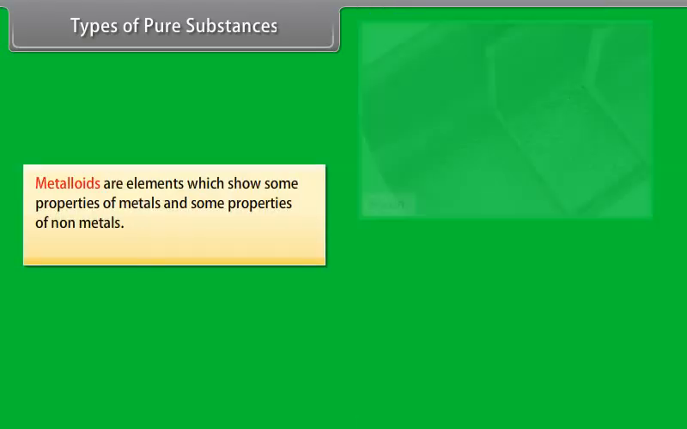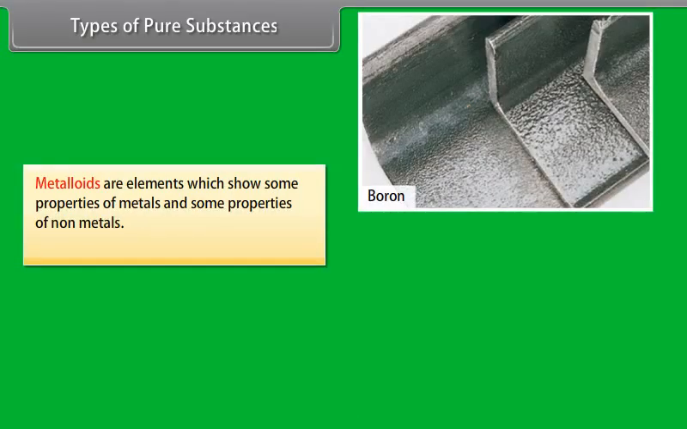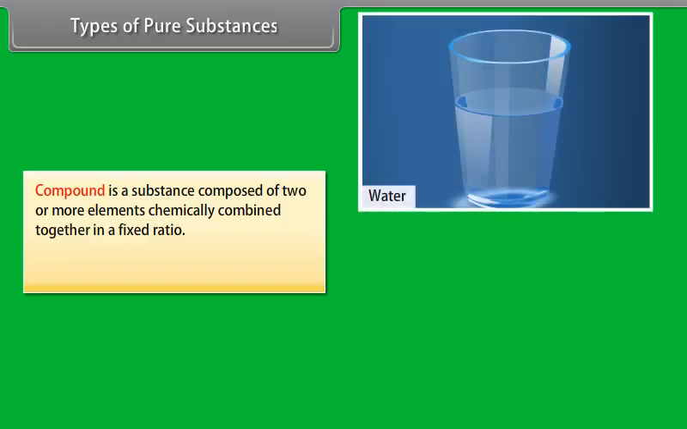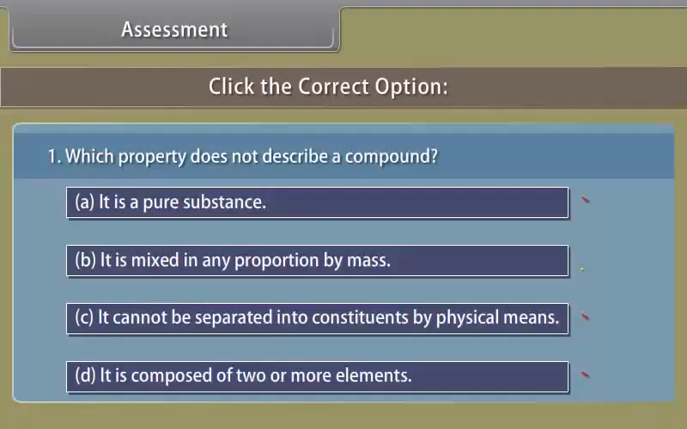Metalloids. Metalloids are elements which show some properties of metals and some properties of non-metals, like boron, silicon, germanium, etc. A compound is a substance composed of two or more elements chemically combined together in a fixed ratio. For example, water, carbon dioxide, sugar, salt, iron sulfide, etc.